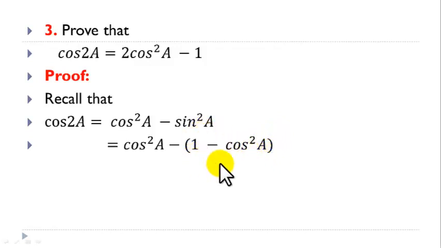When you open this bracket, we will obtain minus 1 plus cos squared a. Cos squared a plus cos squared a is 2 cos squared a. So therefore, cos 2a is equal to 2 cos squared a minus 1.